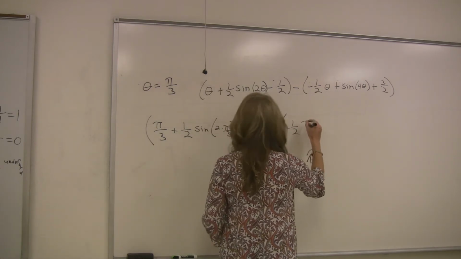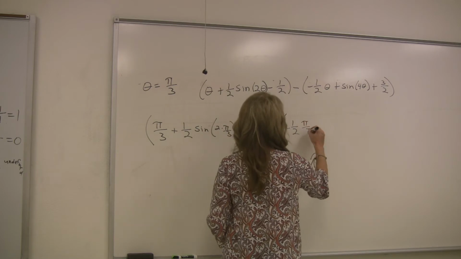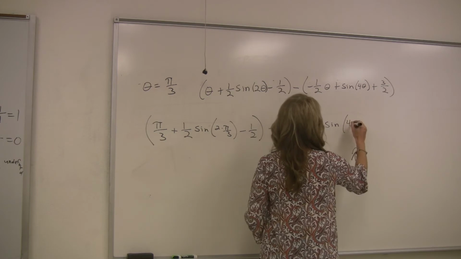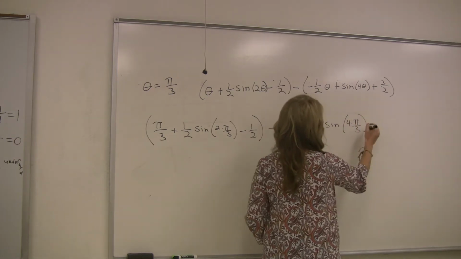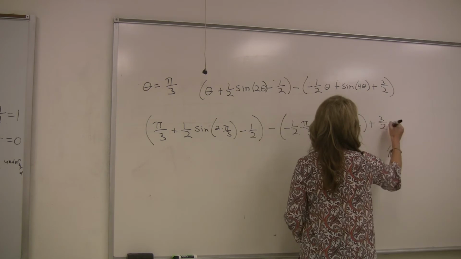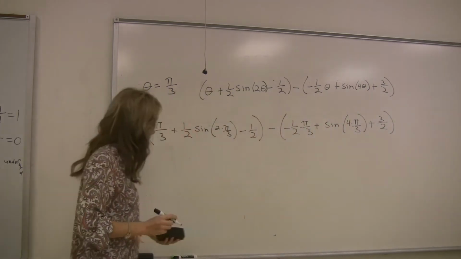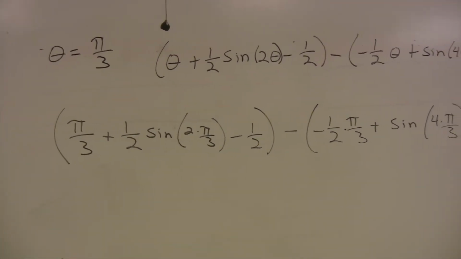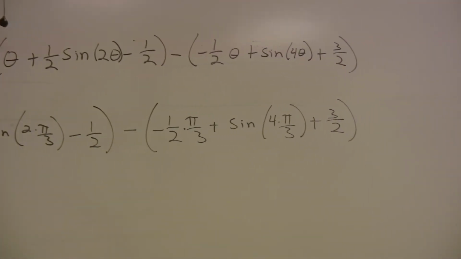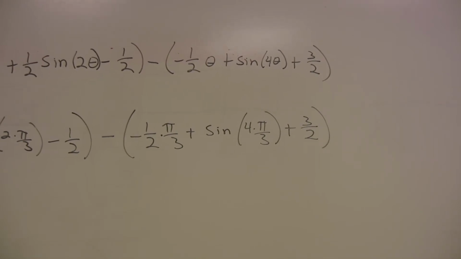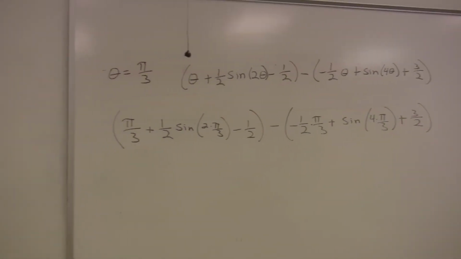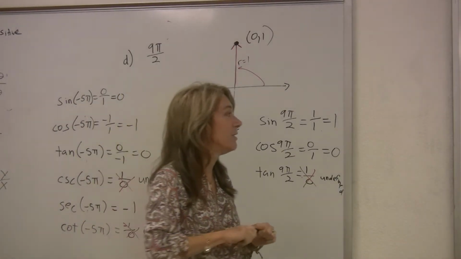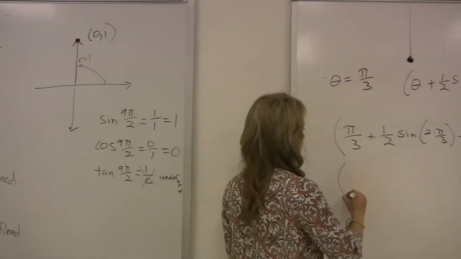Negative 1/2 times pi over 3 plus sine of 4 times pi over 3 plus 3/2. I think I got them that time. I'm just plugging all the thetas in. Who's still panicking? I swear we have enough tools to do it now. Okay, I'm going to simplify a little bit, and then we'll go from there.